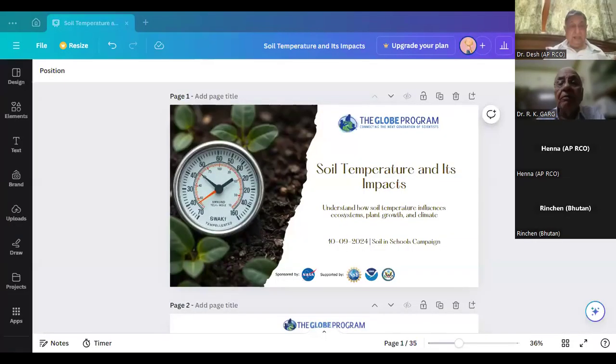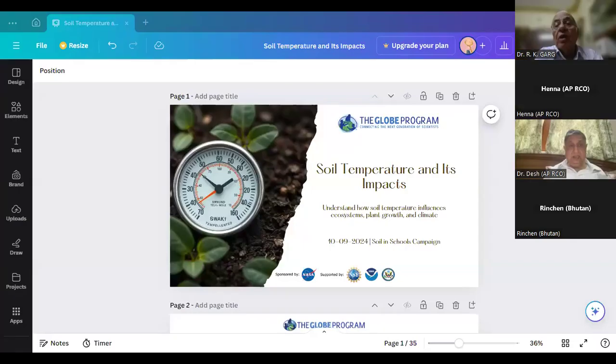Thank you, Dr. Deshbandhu, and good morning to everyone. Today we are going to talk about the soil temperature and its impact on the ecosystem as well as the soil.